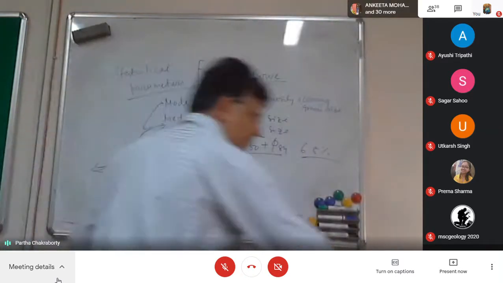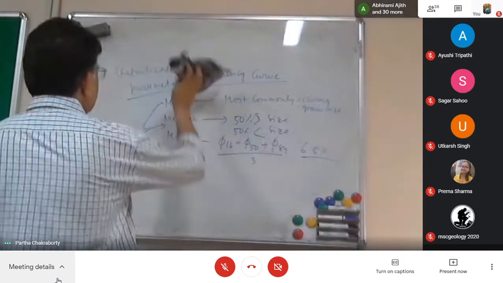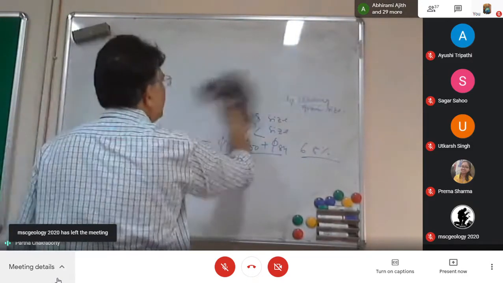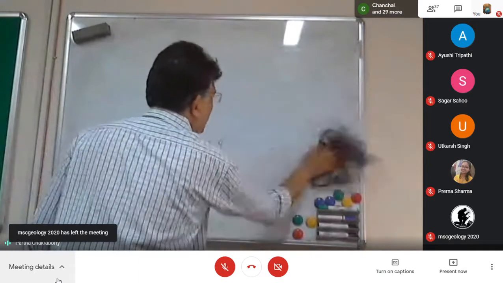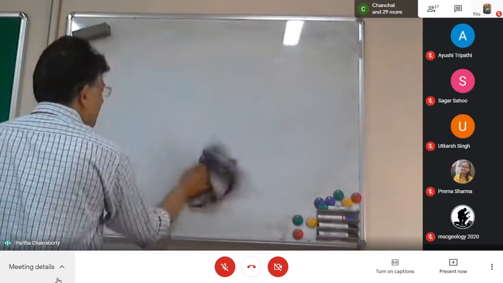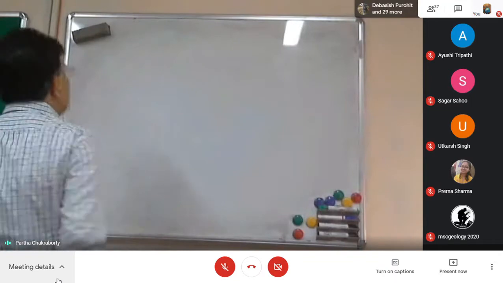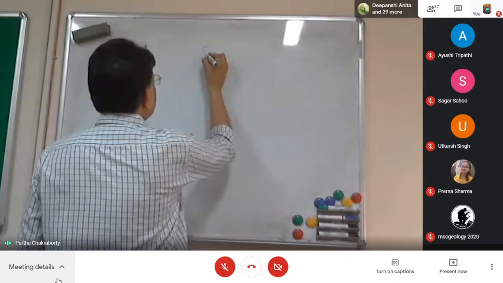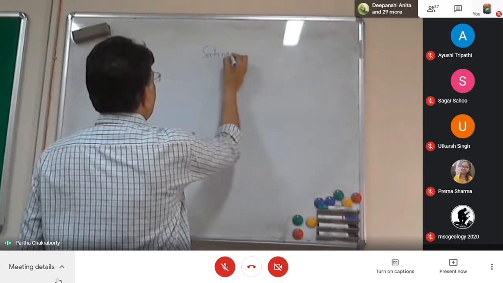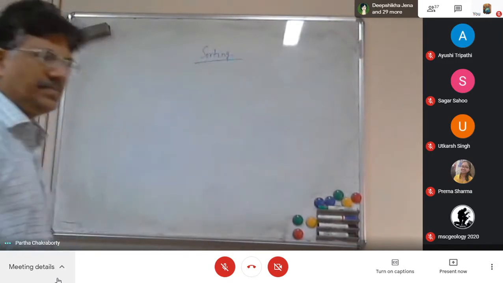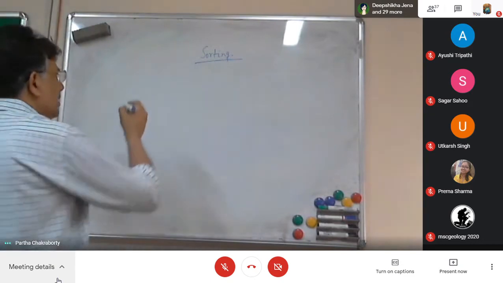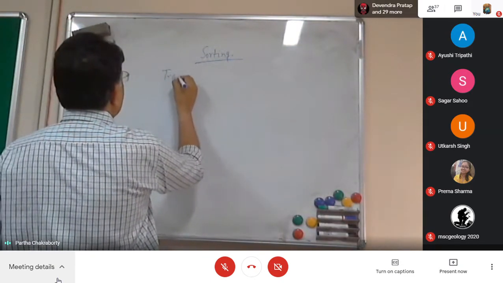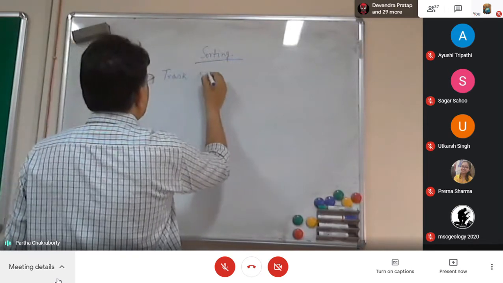Now, this is mean, median, mode, median and mean. Then we come on to sorting. The first person who talked about sorting gave the Trask sorting coefficient.